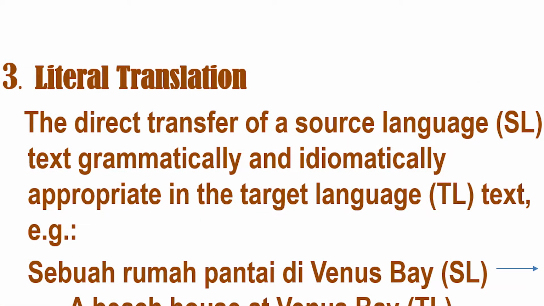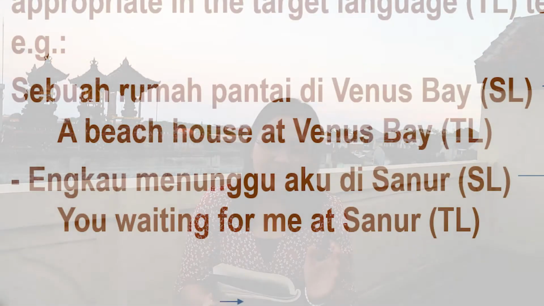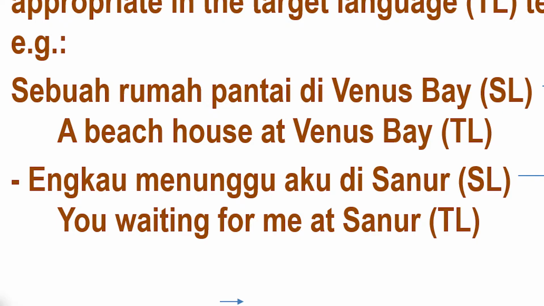Okay, and moving now to literal translation. Literal translation is word-for-word translation. It is a direct transfer of a source language text into a grammatically and idiomatically appropriate target language text. In this case, the translator's task is to stick firmly to the linguistic servitudes of the target language. For example, the literal translation of data source like sebuah rumah pantai di Venus Bay is translated into a beach house at Venus Bay. And engkau menunggu aku di Sanur is translated, you waiting for me at Sanur.